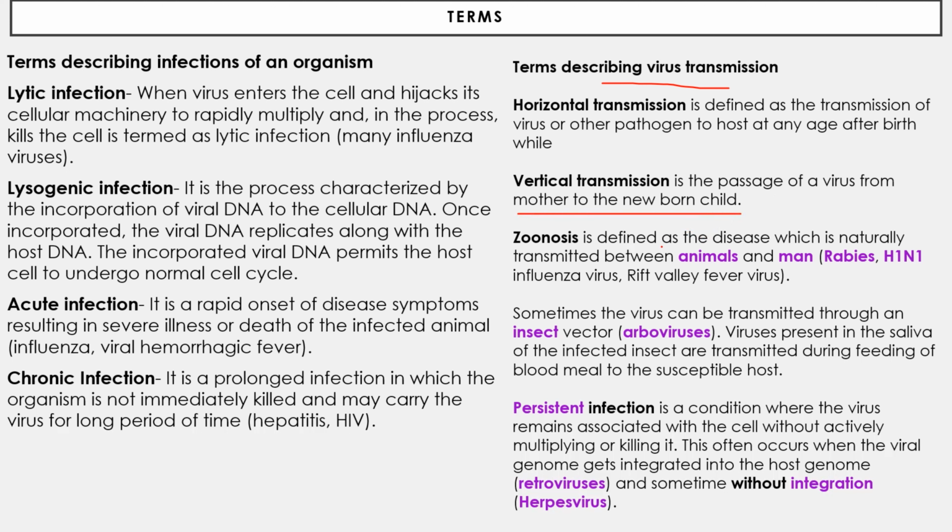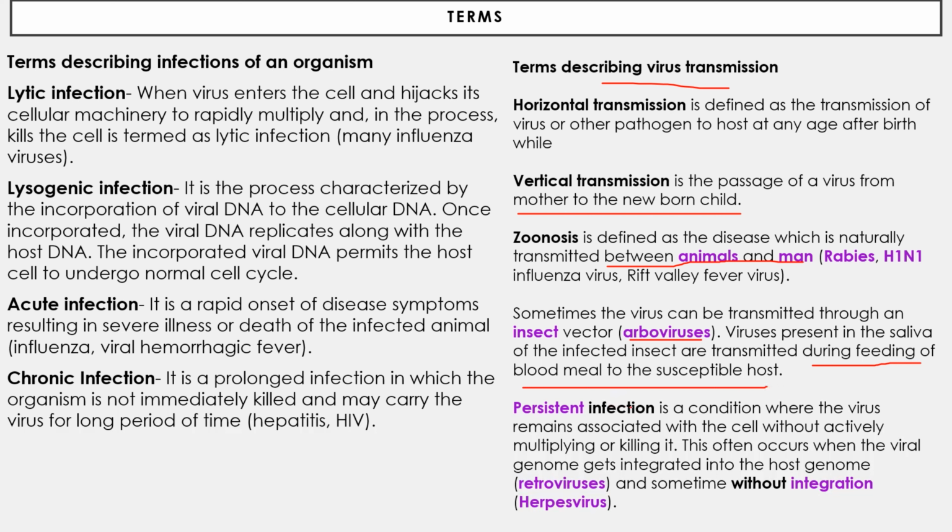Then we have your zoonosis. This is defined as a disease which is naturally transmitted between animals and man, such as rabies, H1N1 virus, and Rift Valley fever virus. So your zoonotic diseases, class, are usually diseases only in animals, but there are certain cases wherein humans can also acquire them. Sometimes the virus can be transmitted through a vector or insect vector, such as your arboviruses. Viruses present in the saliva of the infected insect are transmitted during feeding of a blood meal to susceptible hosts.